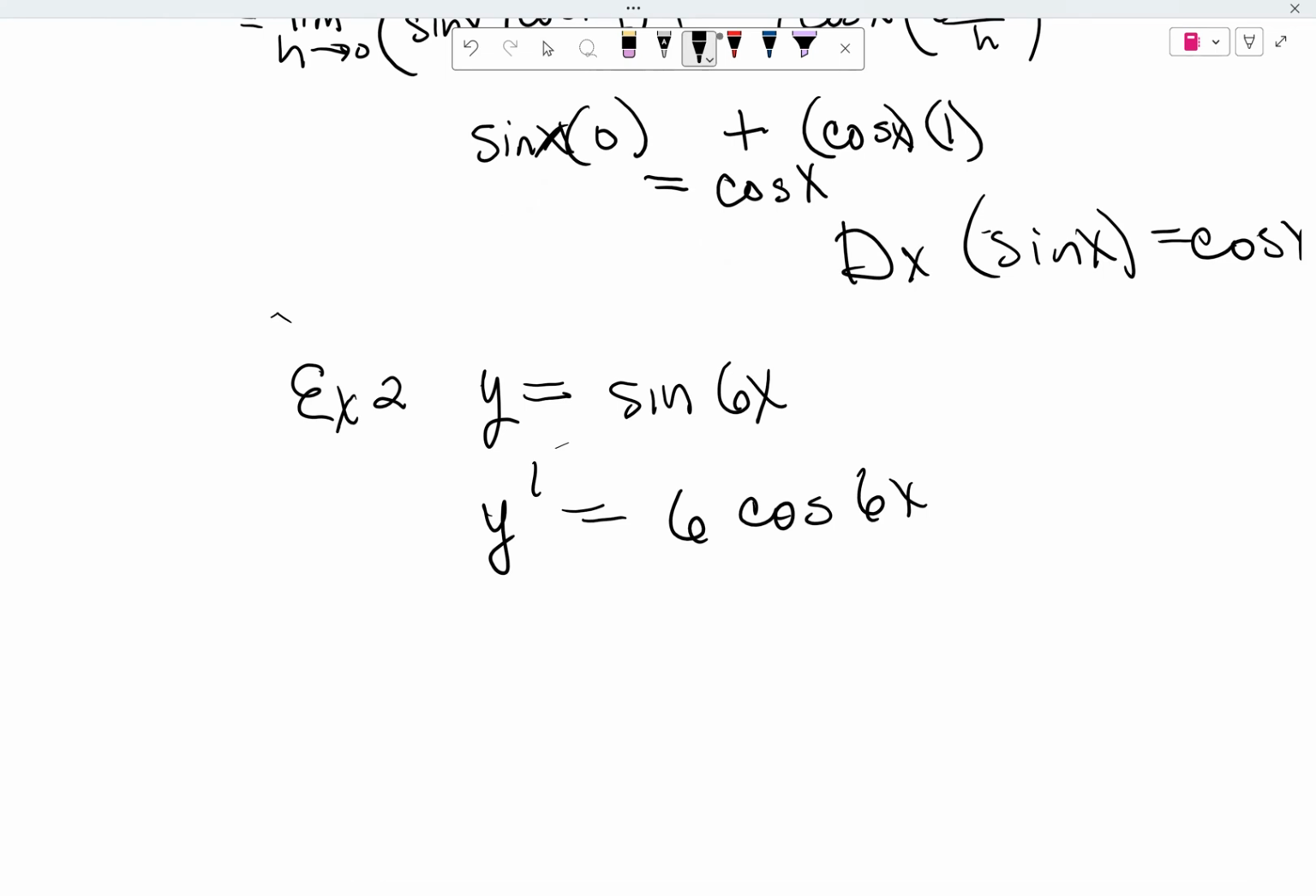Again, we take the derivative of the sine, and we take the derivative of the 6x. So this becomes basically the cosine of 6x times 6, but instead we put this up front, which is why we have 6 cosine 6x. Let me see if I have another example I can throw your way.